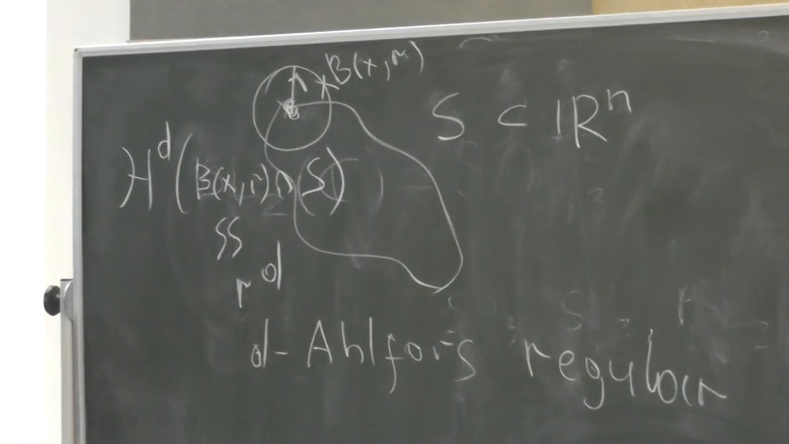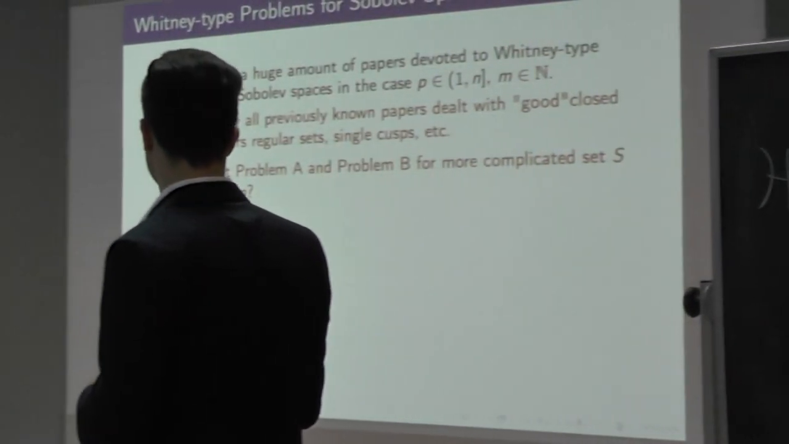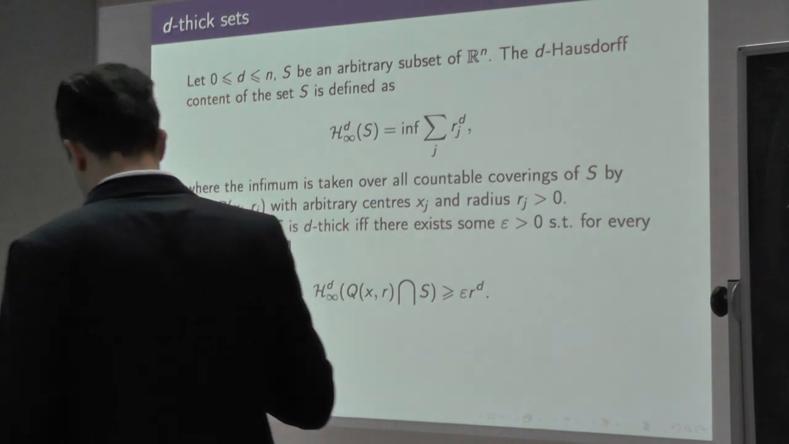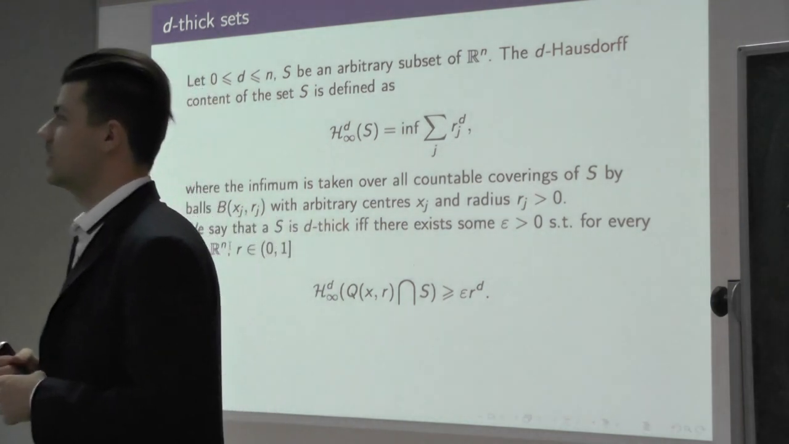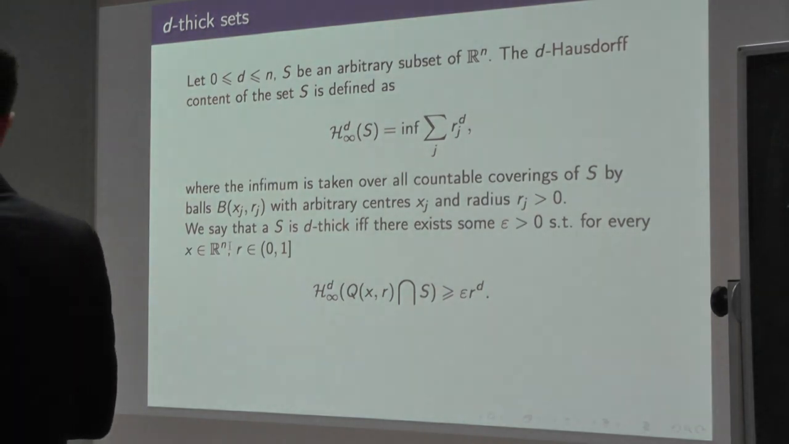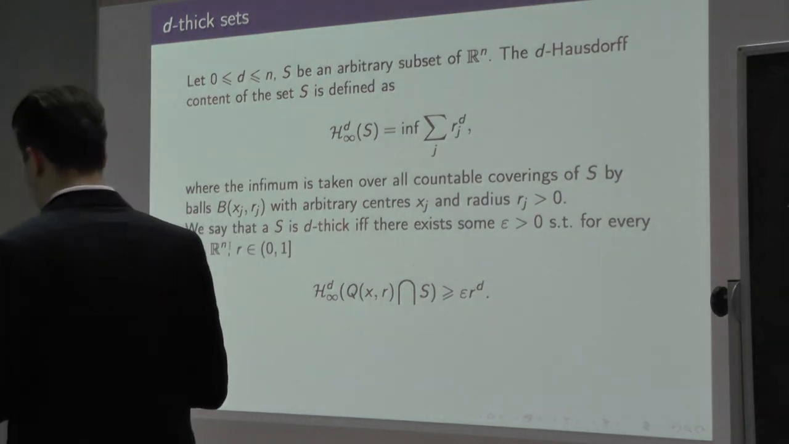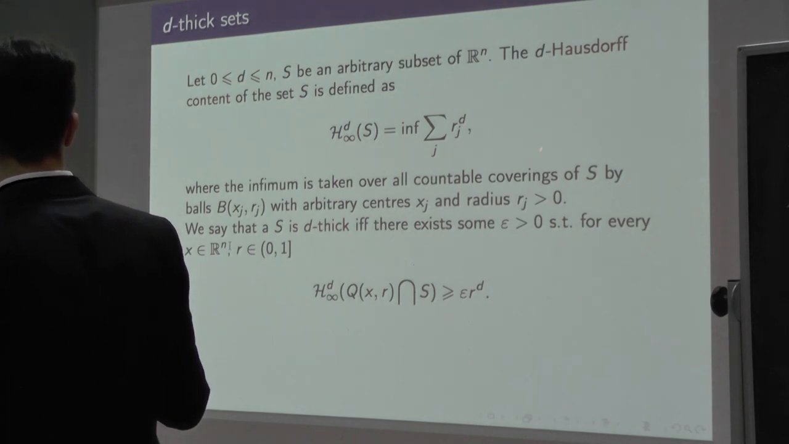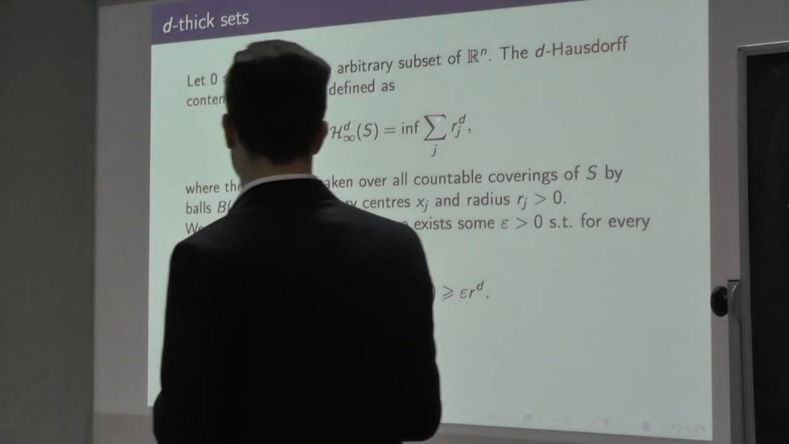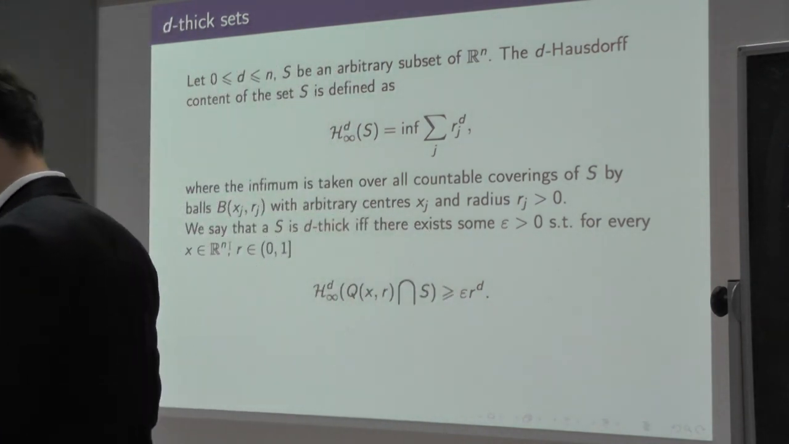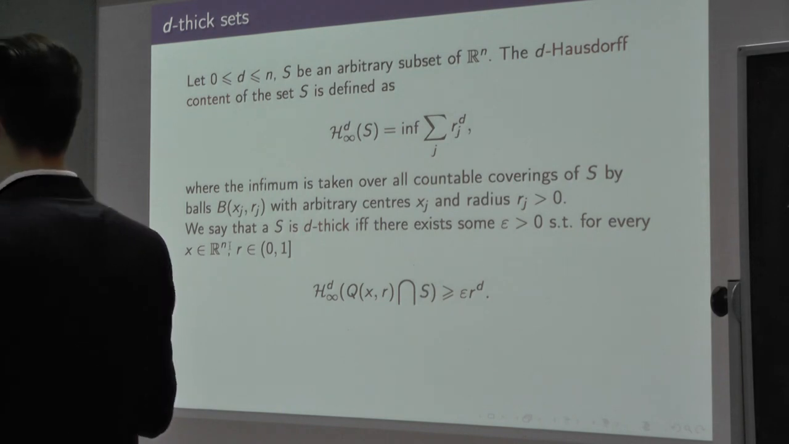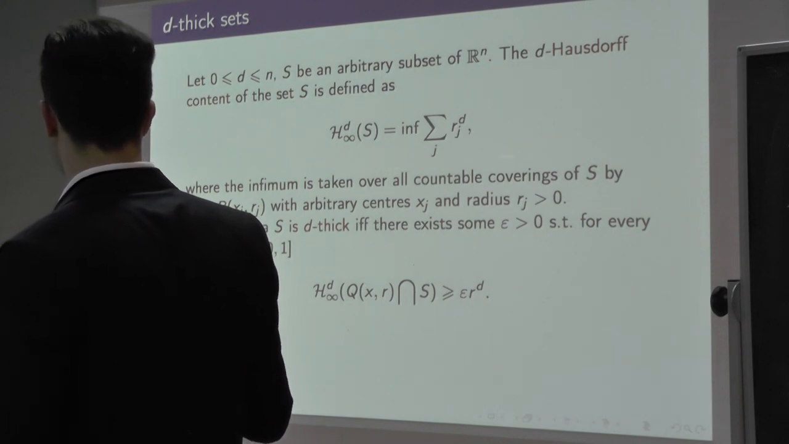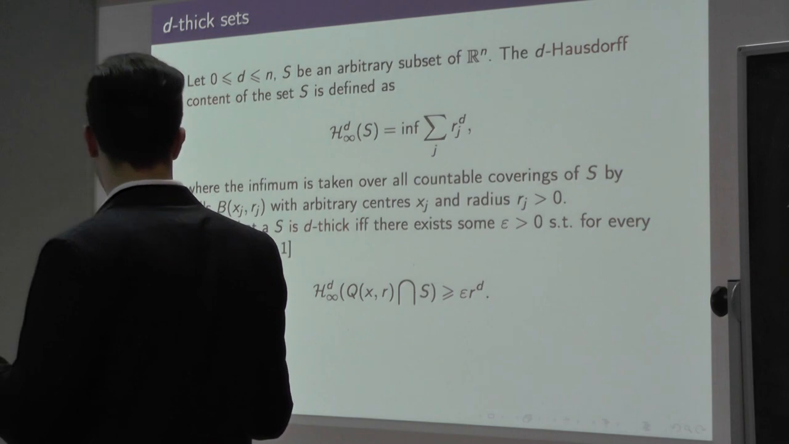But what about problems A and B for more complicated sets and p between 1 and n? We restrict ourselves to a sufficiently rich and sufficiently large class of sets, namely d-thick sets. But in order to introduce the notion of the d-thick set, I need the following notion of d-Hausdorff content. D-Hausdorff content is not the same as d-Hausdorff measure, it's a different notion. And here we take the infimum over all countable coverings of S by balls with arbitrary centers and arbitrary radii.